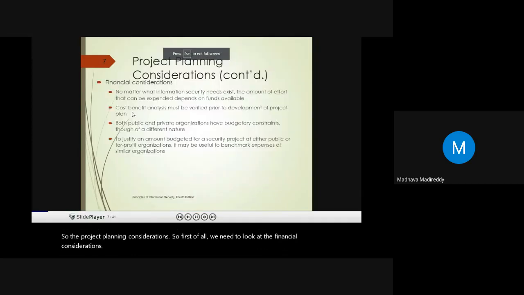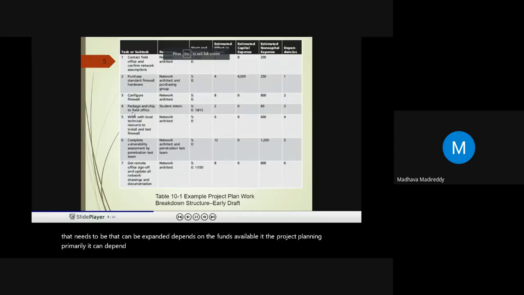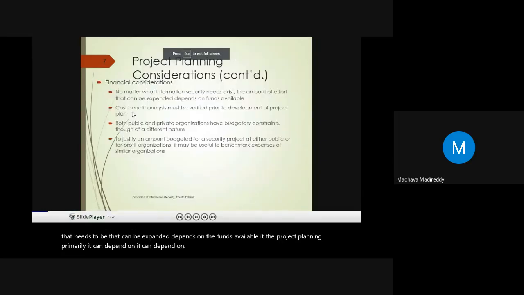The financial considerations could be, whatever the information security, the amount of effort that can be expended depends on the funds available. The project planning primarily can depend on several factors like personnel, the time that is available, and the amount of resources. In addition to that, we need to do a comprehensive cost benefit analysis in order for us to implement that.